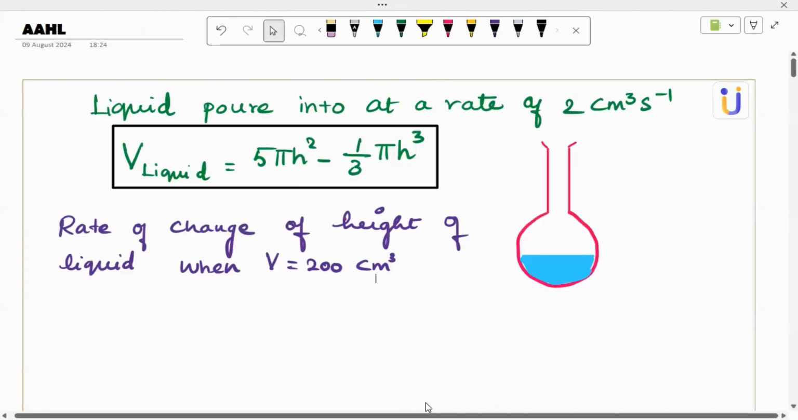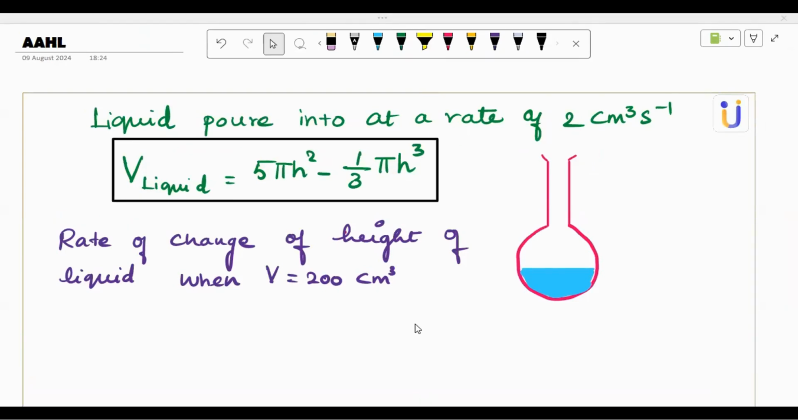Hi everyone, welcome to the discussion. So this is a calculus based question and let's get into it without any delay.